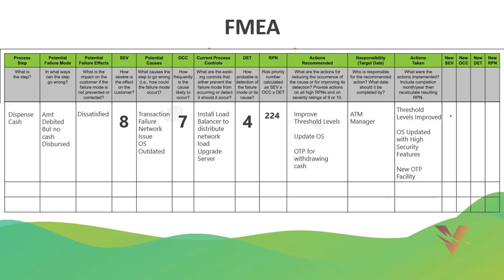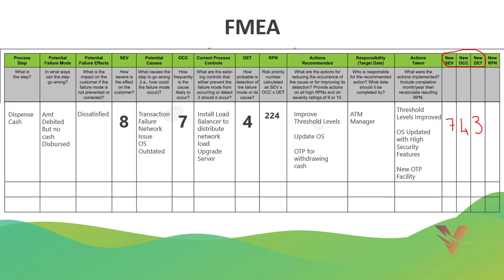Now I need to give ratings again for these parameters: severity, occurrence and detection. Now the severity may be reduced to 7 from 8, and on occurrence, out of 10 customers, maybe 4 customers might get failures, that is transaction failures. And next is detection criteria, which may also be reduced to 3.